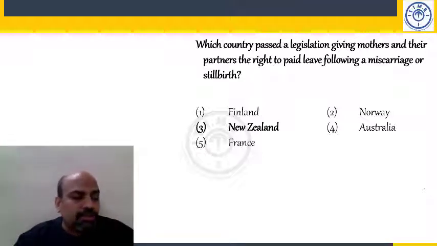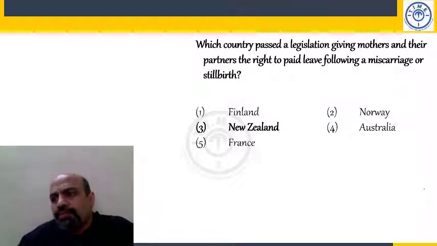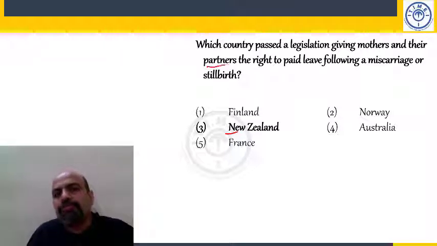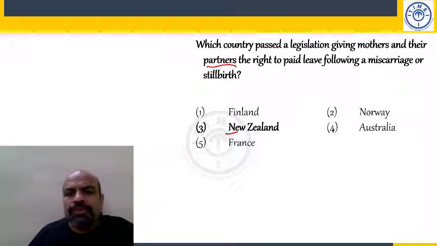Next. Which country passed legislation giving mothers and their partners the right to paid leave following a miscarriage or stillbirth? New Zealand. Now this is a very advanced step, of course. This is to help overcome the tragic situation of having suffered a miscarriage or stillbirth, that is, born dead. So New Zealand has gone ahead and given this to mothers and their partners. The word partner could mean anything, a spouse or anyone living together, so it's the right word to use.